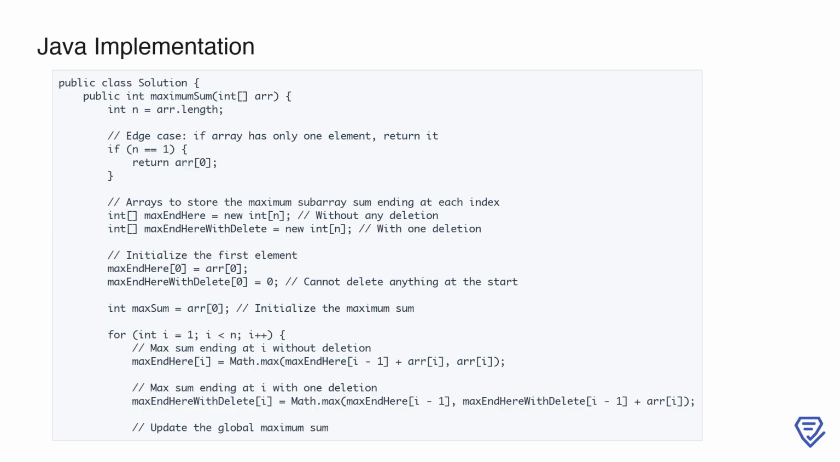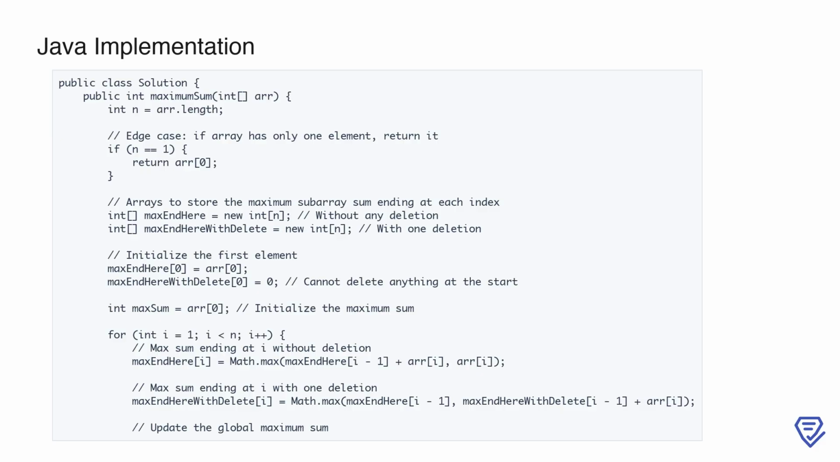The function maximum_sum starts by checking an edge case. If the array has only one element, we simply return that element because there's no room for deletion. Next, we define two arrays, maxEndHere and maxEndHereWithDelete. The first array, maxEndHere, keeps track of the maximum subarray sum ending at each index without any deletions, while maxEndHereWithDelete stores the maximum subarray sum ending at each index when we are allowed to delete one element.